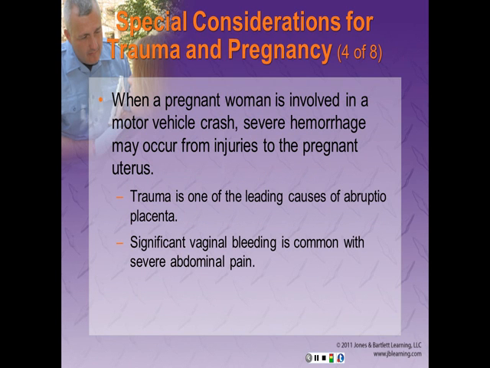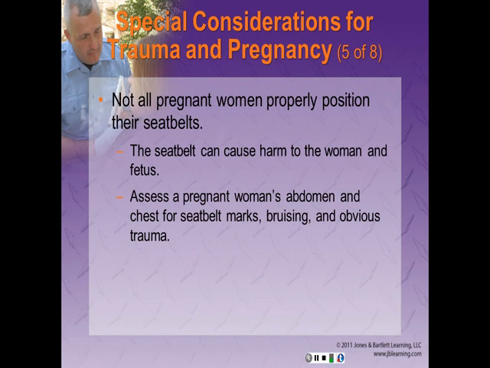Significant vaginal bleeding is common with severe abdominal pain. You need to quickly assess and transport the patient and support their airway. You should administer high-flow oxygen, place sanitary pads on the vagina, and position the patient on their left side and call for ALS assistance.